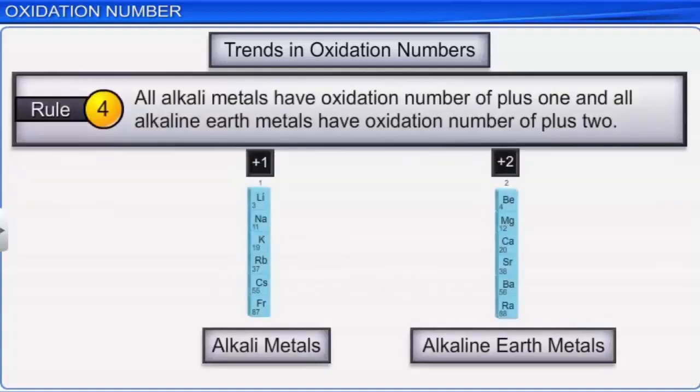The fourth rule says that in their compounds, all alkali metals have oxidation number of +1 and all alkaline earth metals have oxidation number of +2.